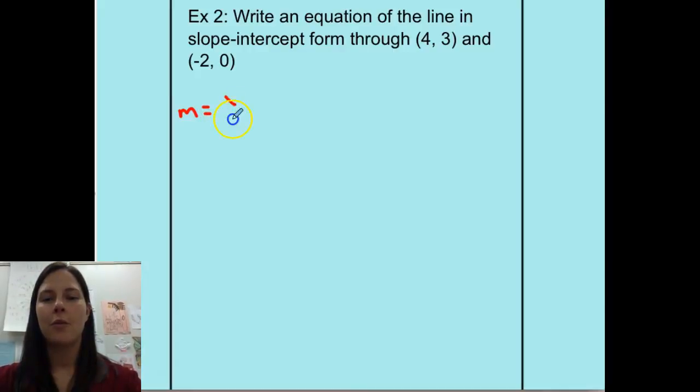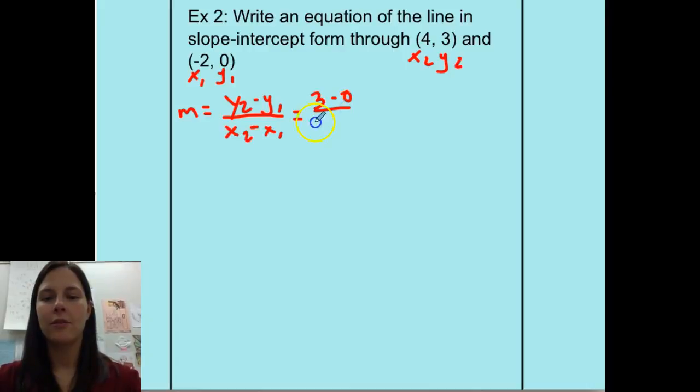Slope is y2 minus y1 over x2 minus x1. Switching things around this time, I'll call this x1, y1, and we'll have this be x2, y2. We've got 3 minus 0 over 4 minus negative 2. 3 minus 0 is 3. 4 plus 2 gives us 6. And we'll simplify our slope to 1/2.